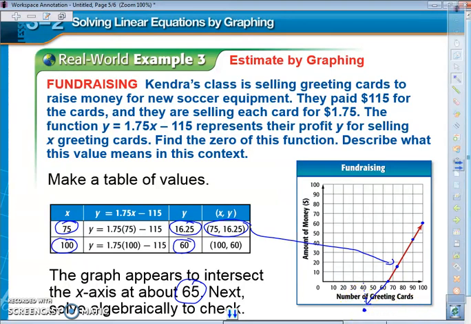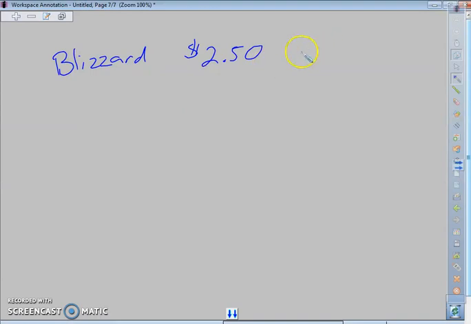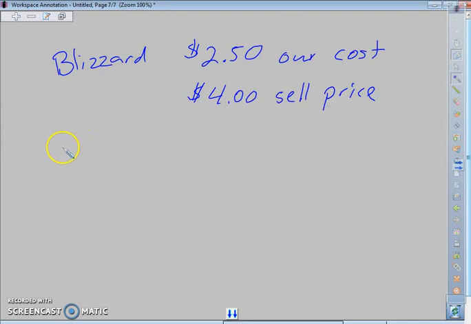Think about it on the concession stand. I'll let you in on a little something. We can buy blizzards for about $2.50 each. That's our cost. We sell blizzards for $4. That's the sell price. I buy about 50 blizzards at a time, so 50 blizzards at $2.50.